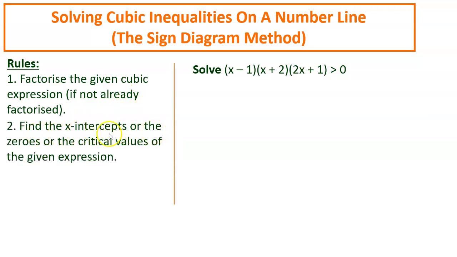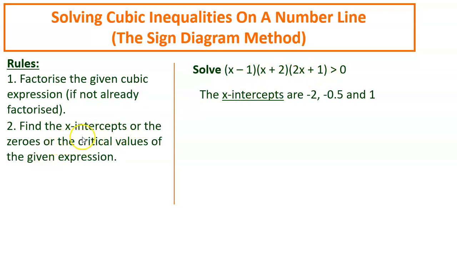Find the x-intercepts or the zeros or the critical values of the given expression. The zeros are the x-intercepts, but there are people who do not like using this term zero because the inequality does not contain any equal to sign. But in case you graph this expression, it will be passing through the x-axis at 3 different points, and those are the x-intercepts or the zeros.